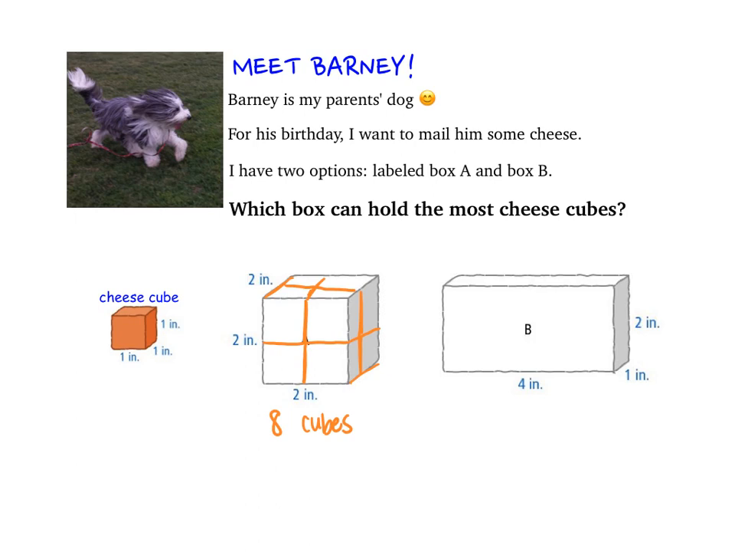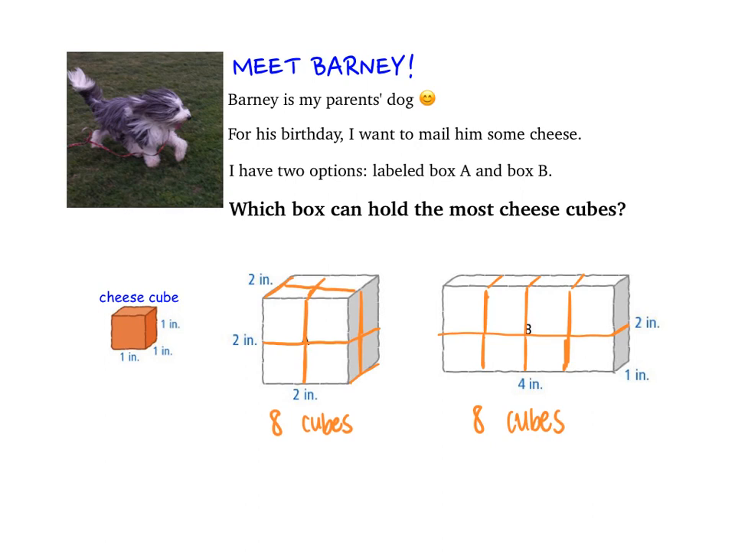Now let's look at box B. It's 4 inches across, so I know that I could fit 1, 2, 3, 4 cheese cubes across the bottom, but it's only 1 inch deep. So that would only be a single layer of cheese cubes. So there would be 4 on the bottom. Since it's 2 inches tall, I could do 2 layers of those. So again, 4 cheese cubes on the bottom, 4 cheese cubes on the top. Those would also be 8 cubes.